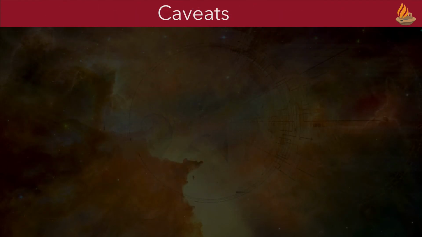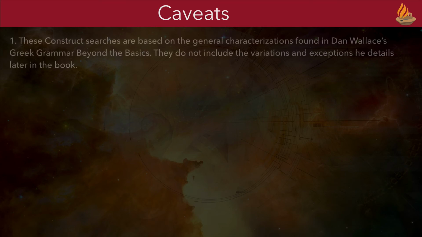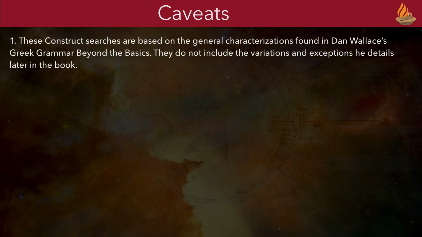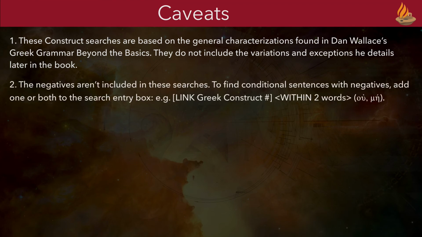It only seems fair to mention the limits of what we've done together today. First, these construct searches are based on the general characteristics found in Dan Wallace's Greek Grammar Beyond the Basics. They do not include the variations and exceptions he details later in the book. Second, the negatives aren't included in these searches. To find conditional sentences with negatives, add one or both to the search entry box. For example, link Greek construct number one within two words of ou or mē.